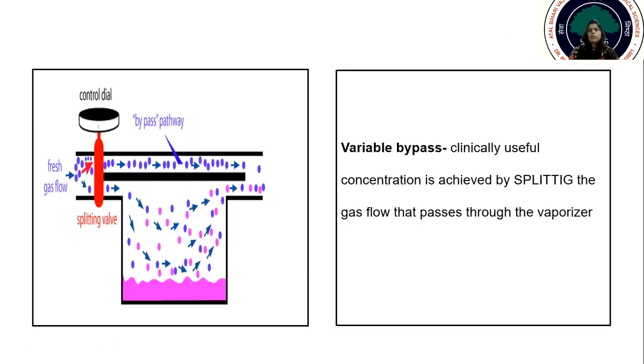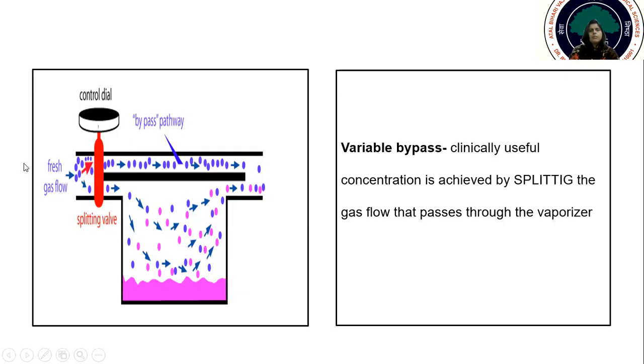Now coming to the concept of variable bypass. What is variable bypass? You see this is a vaporizer, this is a bypass chamber, and this is a vaporizing chamber. The blue dots you can see are the fresh gas flow, and these pink or purple dots are the vapor molecules.